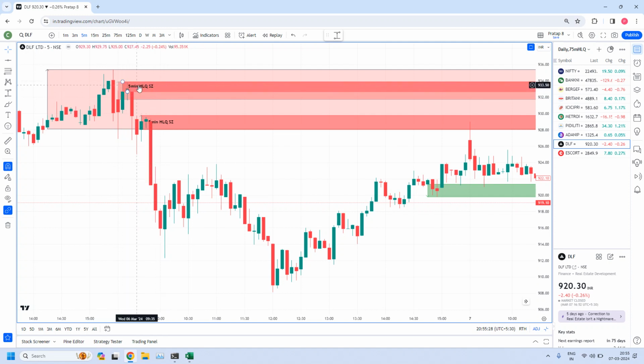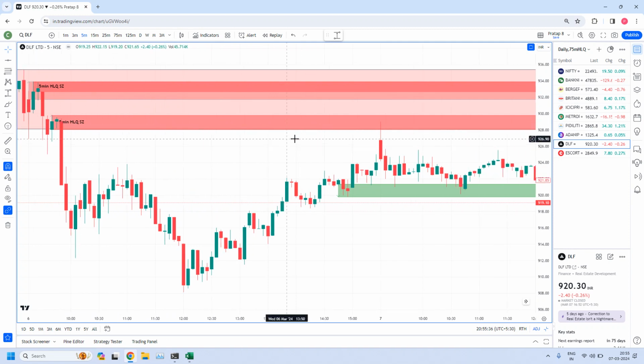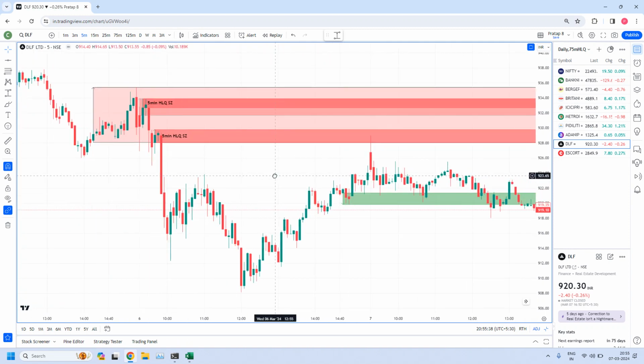But this is not a normal zone. This is a 5 minutes high liquidity zone. How can we say this is a 5 minutes high liquidity zone? See, a 5 minutes high liquidity zone, we cannot identify manually.